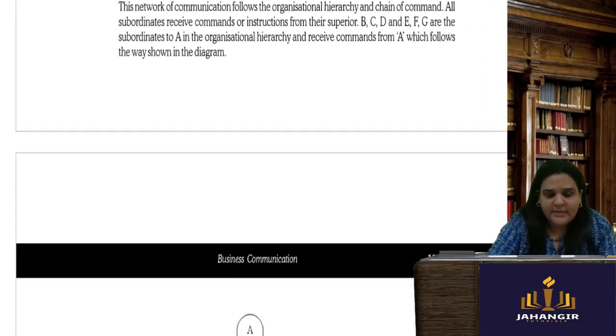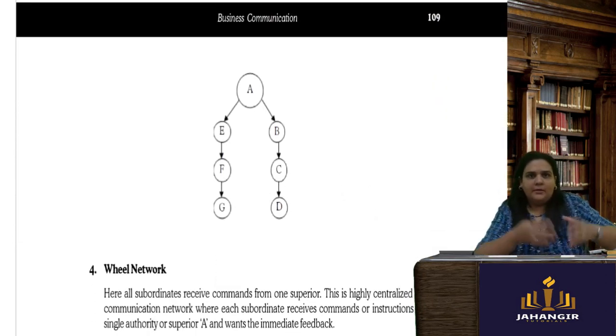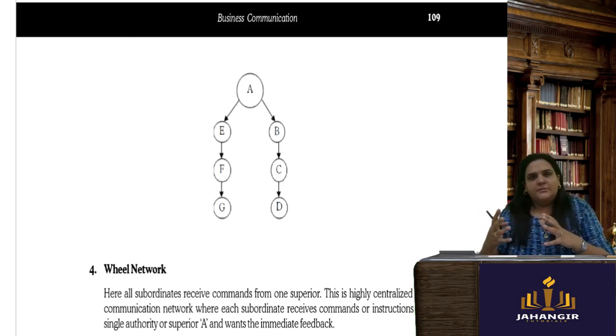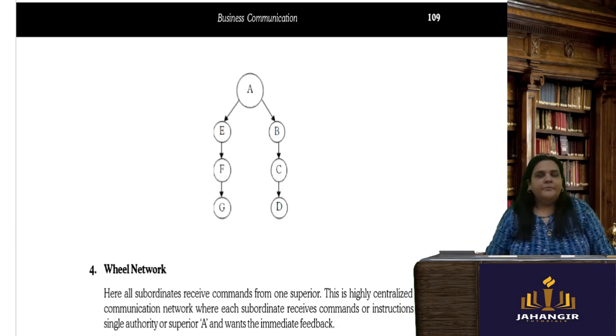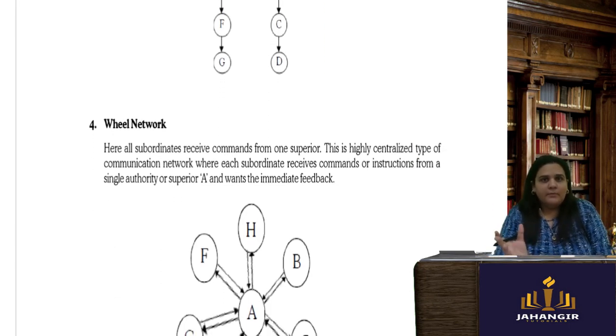Then we have chain network. What is a chain network? From A, it is going to B. A is the head director, then some head of the department, then his executive, and then the intern. Similarly, A is transmitting some information and communication to E, then from E to F, F to G. So there is a chain formed. Okay, so with the help of the diagram itself, your doubt is clear. See, very strong means of communication, right?